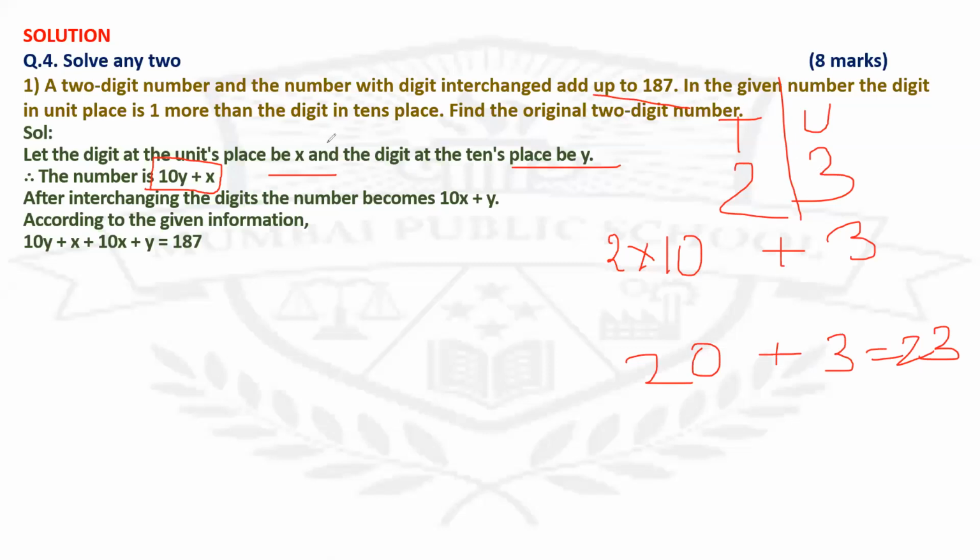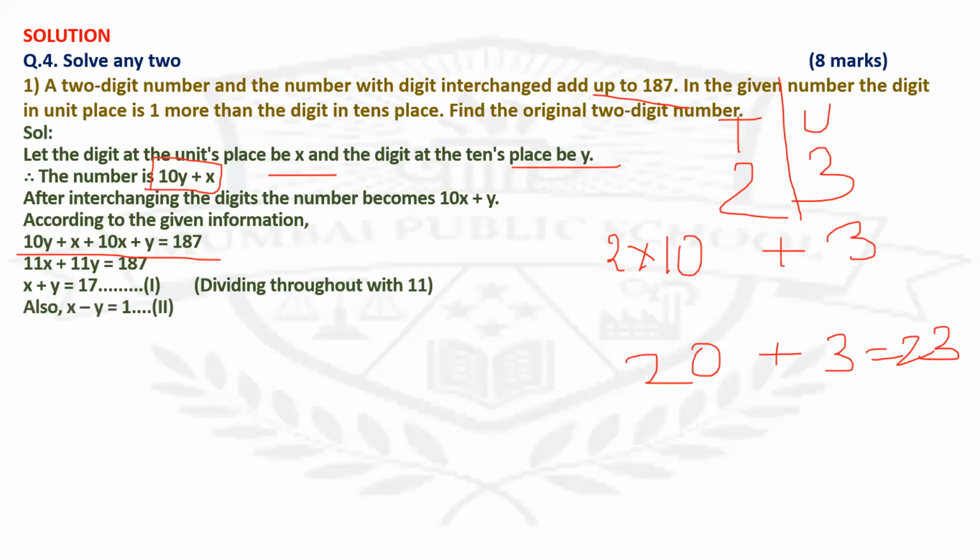So this is the next information. According to the given information, check: 10y plus x plus 10x plus y equals 187. So you'll get 11x plus 11y equals 187. So x plus y equals 17. Also x minus y equals 1. You'll get x plus y equals 17, and here x minus y equals 1.